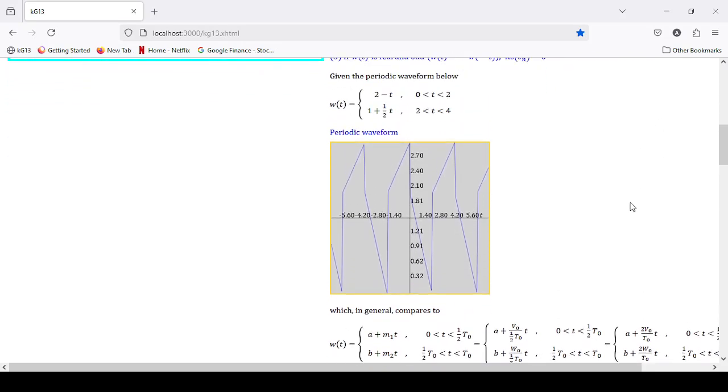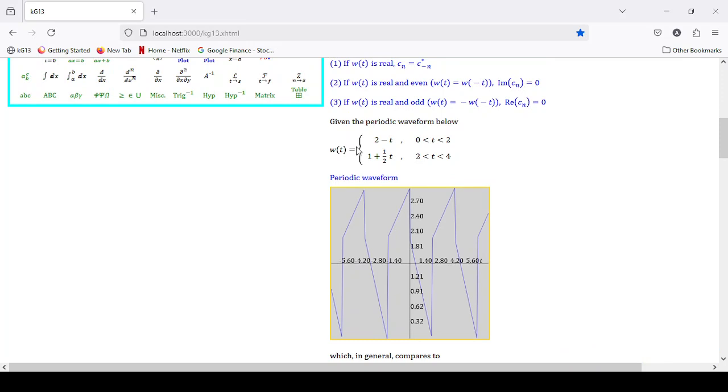So now we start with our workout. Here's our periodic waveform, and here we have sketched it.